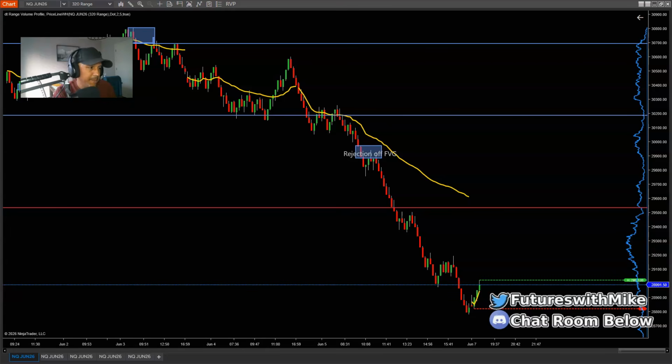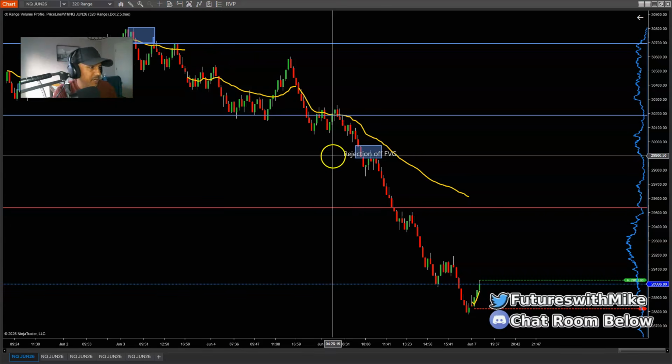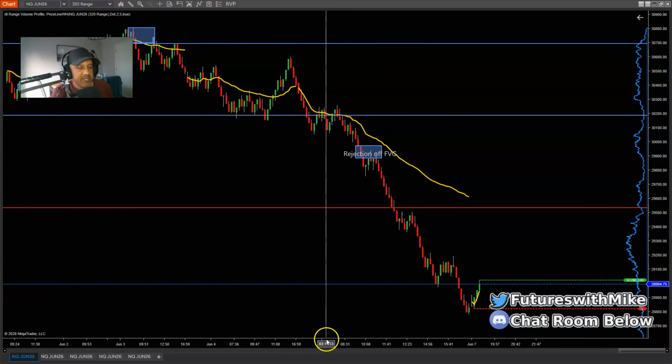Now the strategy here on the Nasdaq is simple. Start with the 320 range chart. That's all we're doing. We're trying to depict the direction. That is the reason why.